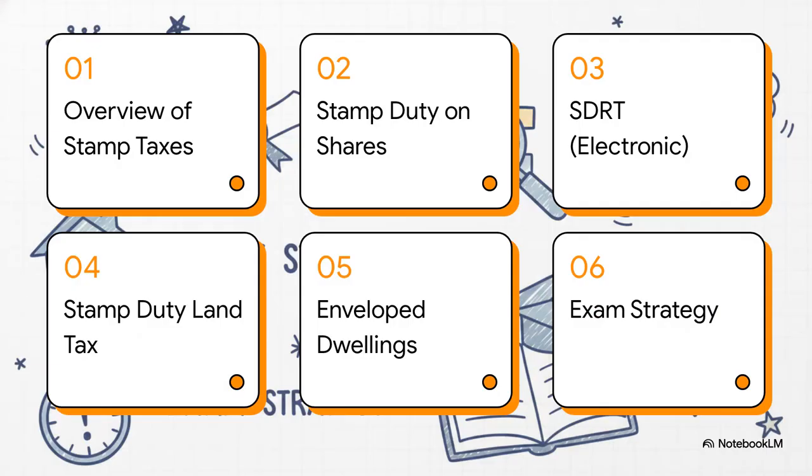Here is our mental blueprint for the session. We'll start with an overview of UK stamp taxes, then look at stamp duty on paper shares, followed by SDRT for electronic transfers. After that, we'll dive into stamp duty land tax, tackle enveloped dwellings and ATED, and finally wrap up with exam strategy and some special cases.